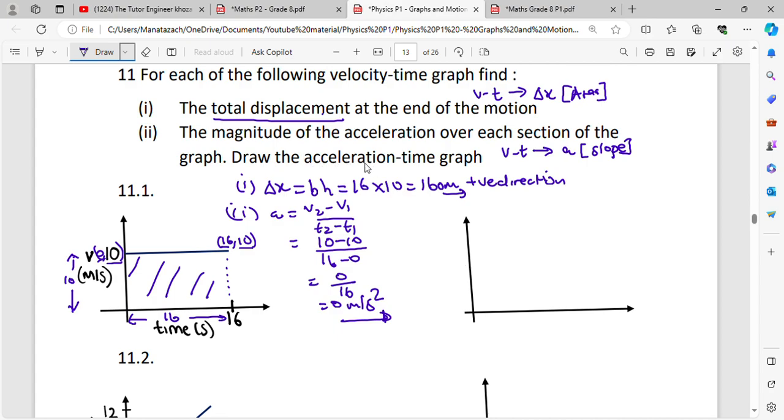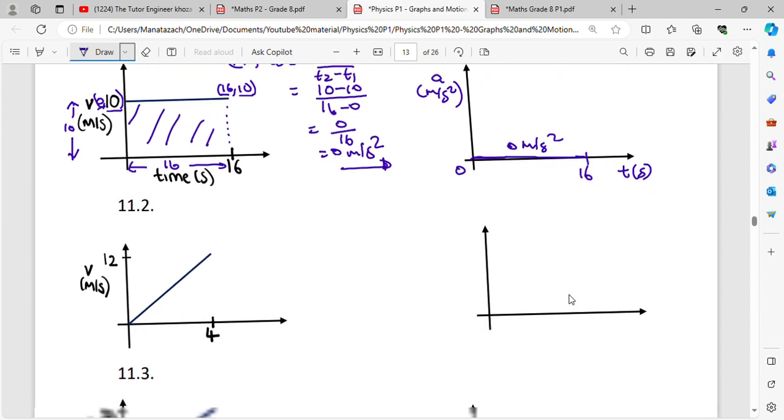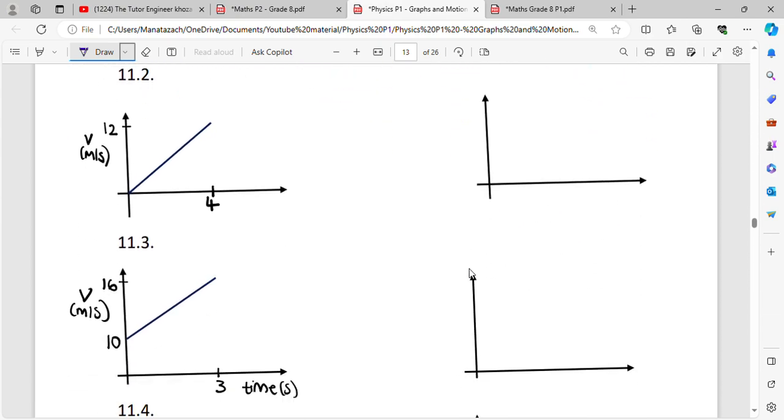Okay, so remember, the second question requires us to plot the acceleration time graph. So here let's write acceleration, and here you'll have the time in seconds. So the time scale remains the same, but since we calculated the acceleration of 0, we'll just write acceleration is going to be 0 meters per square second. That's the first question. Now let's go to the second question. We're going to do the same exercise.